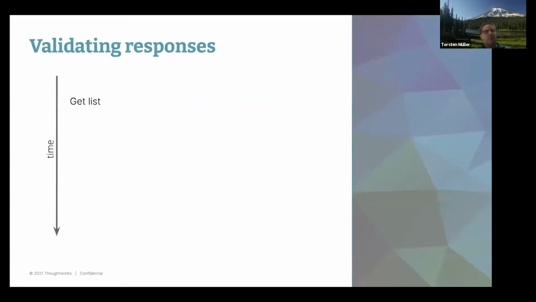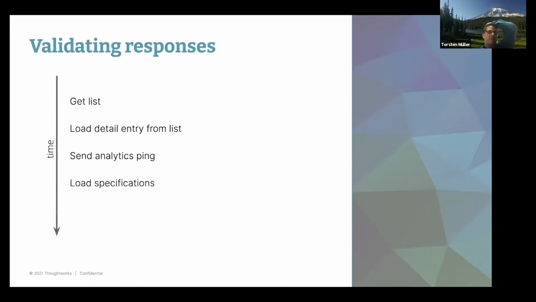So we can extract data, but we can also, of course, the name check insinuates that we can validate things. So let's say here's a time list. So we get a list of information, then we load the detail entry from a list. Then we're sending an analytics ping. After that, we do load specification loading, and then we view product reviews.